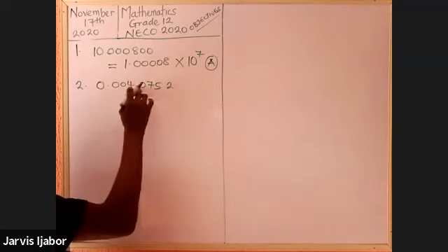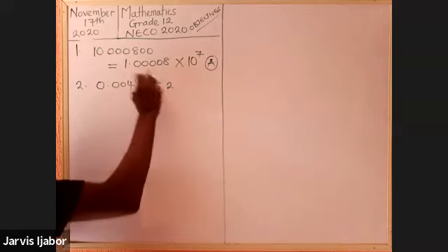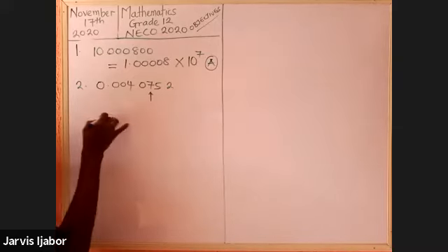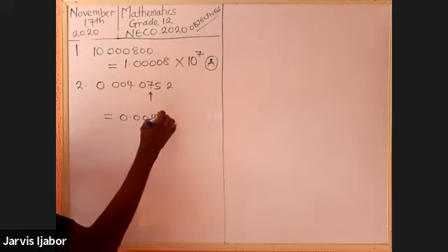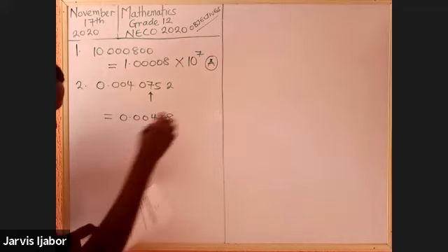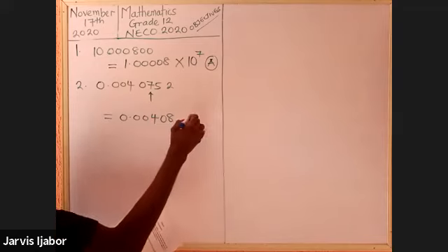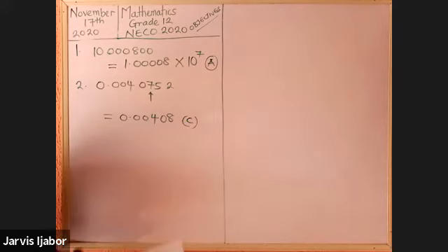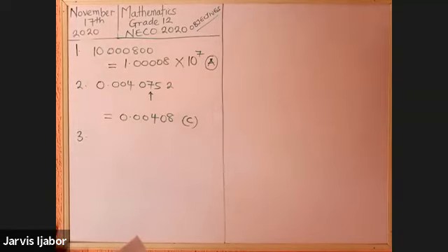So this will be 1, 2, 3. So this is the digit of interest, and this is the digit causing the approximation. So this essentially will give you 0.00408. So that answer essentially is going to be C. Do well to send a response if you feel otherwise on any answer I have given thus far.